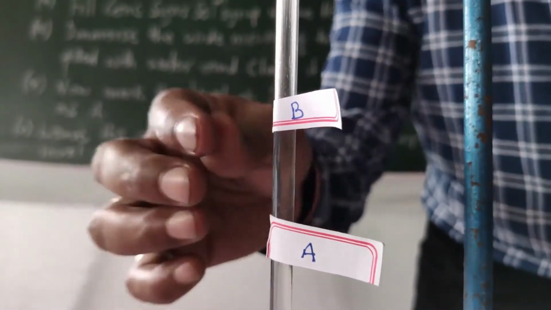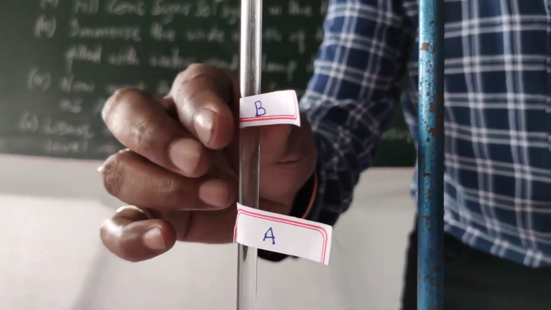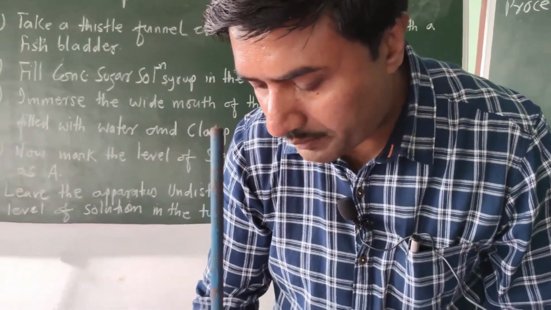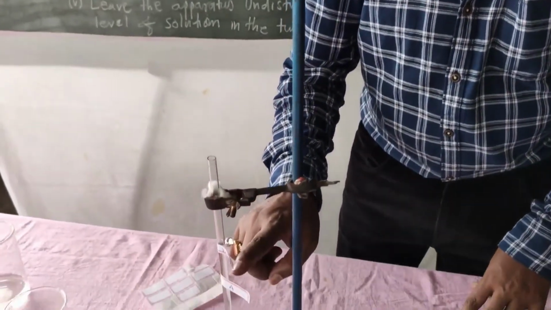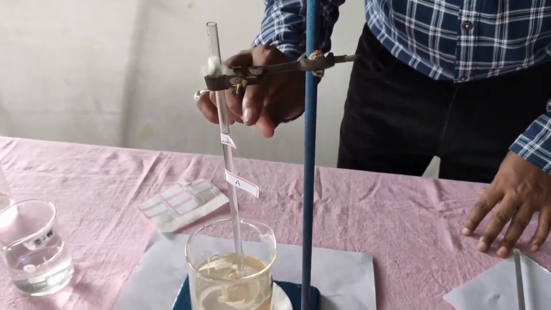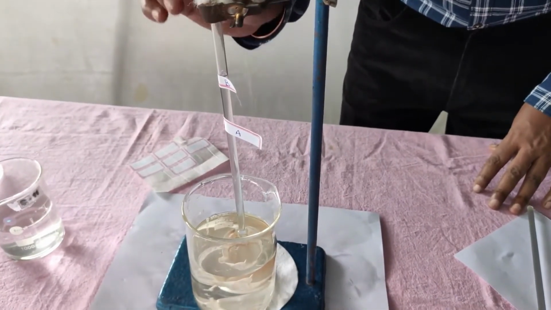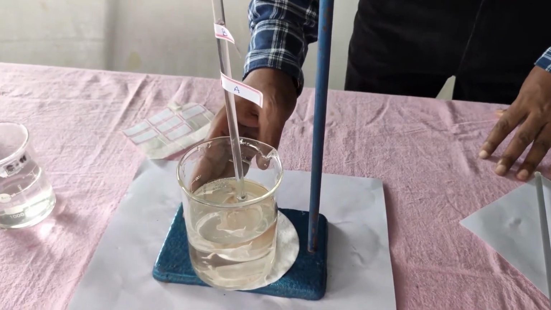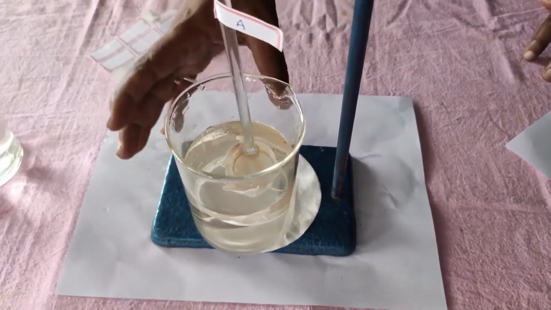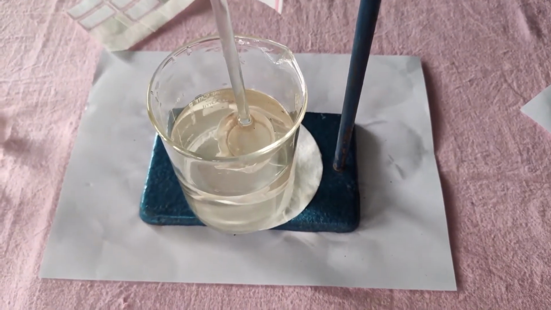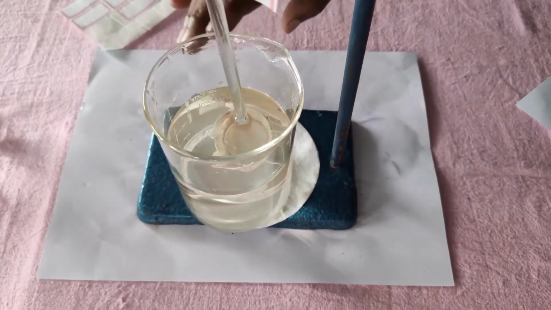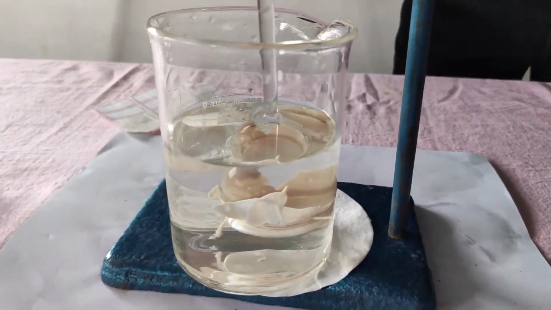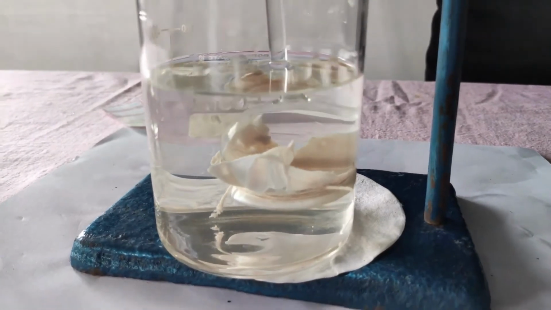Now what do you understand from this experiment? Here you can see that the fish bladder acted as a semi-permeable membrane. Inside the thistle funnel tube concentrated sugar molecules were present, that means less amount of water is present. In the beaker you can see the water is at higher concentration, and the water molecules from higher concentration have moved to the lower concentration. When I say lower concentration, less amount of water is present in the sugar solution.